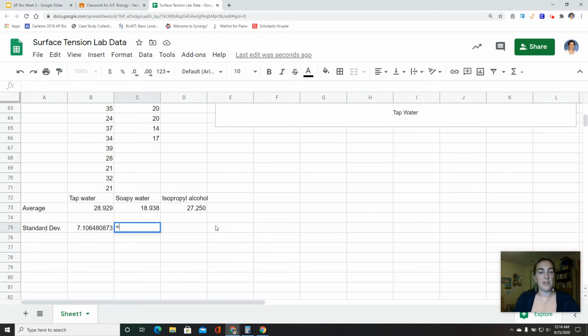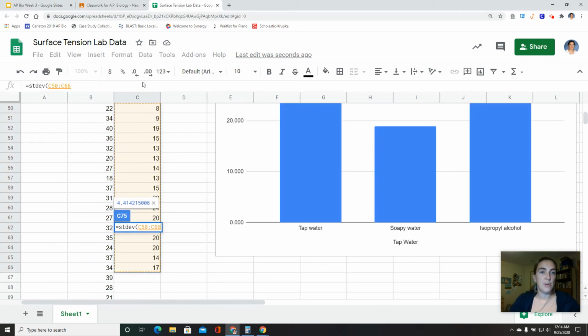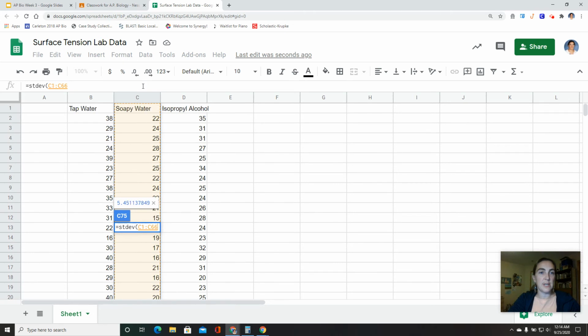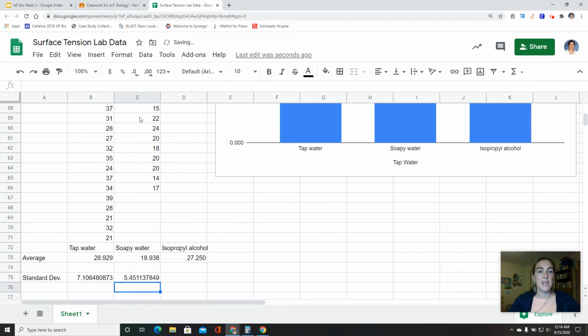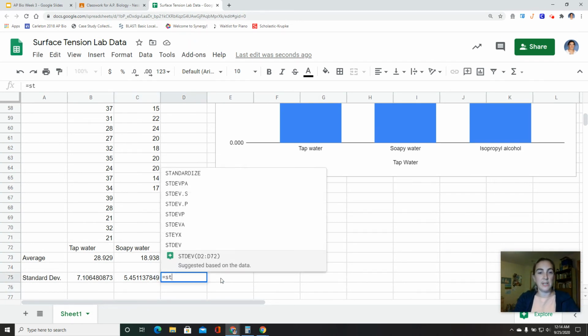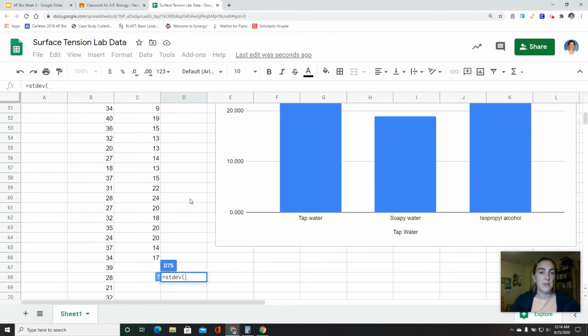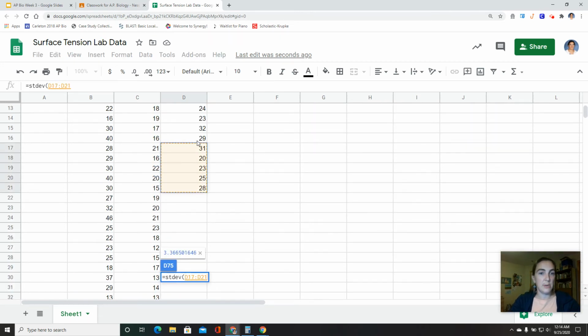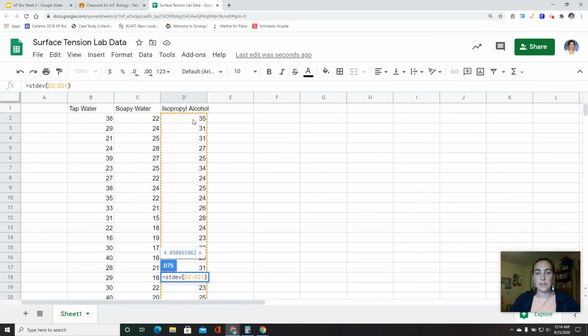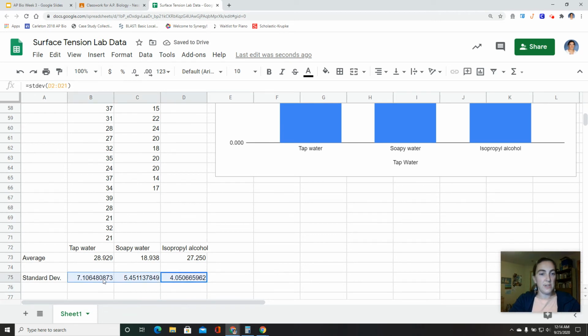I'm going to calculate the other two really quick. And you might be able to see what I'm doing. You just have to type equals STDEV is the standard deviation code. And then you put parentheses and highlight the boxes for which you want to calculate the standard deviation. For this one, I got to scroll up a little bit. Here we go. And it will do this calculation for us. So there's our standard deviations, and I'm just going to get rid of a couple of those extra decimal points so it doesn't look quite so cumbersome.